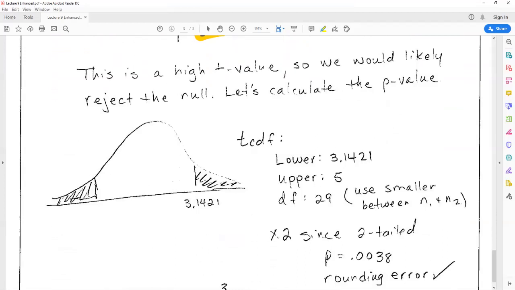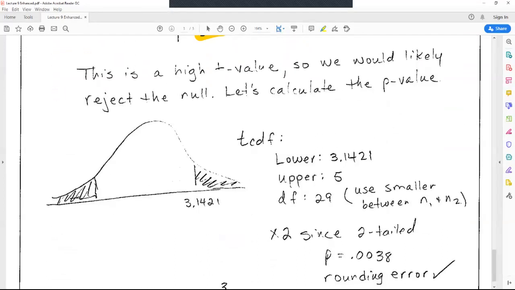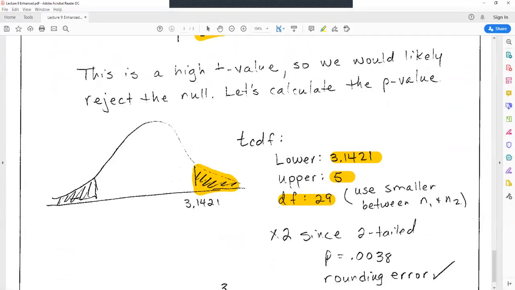Okay. And by the way, if you have a t-value of 3.1421, and you want to figure out the p-value, simply do the t-CDF, and since we're starting on the right tail, we will do 3.1421 up to 5. Degrees of freedom has to be 29.